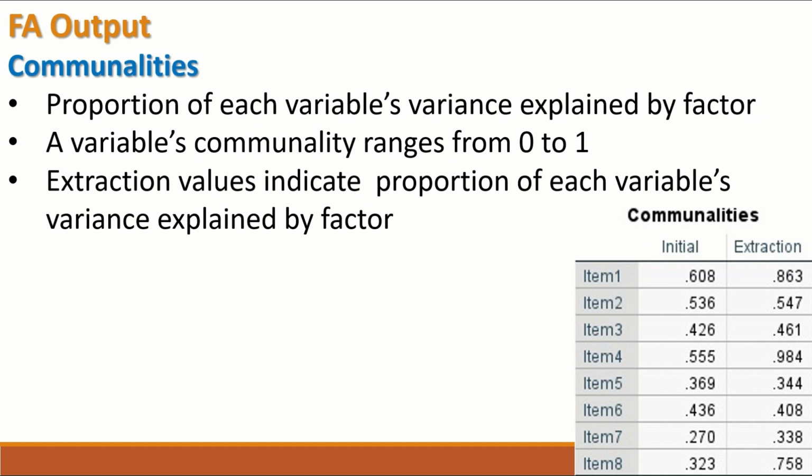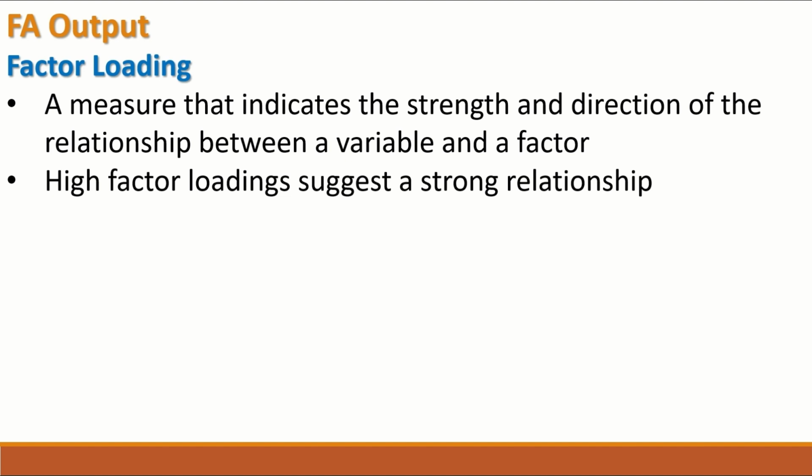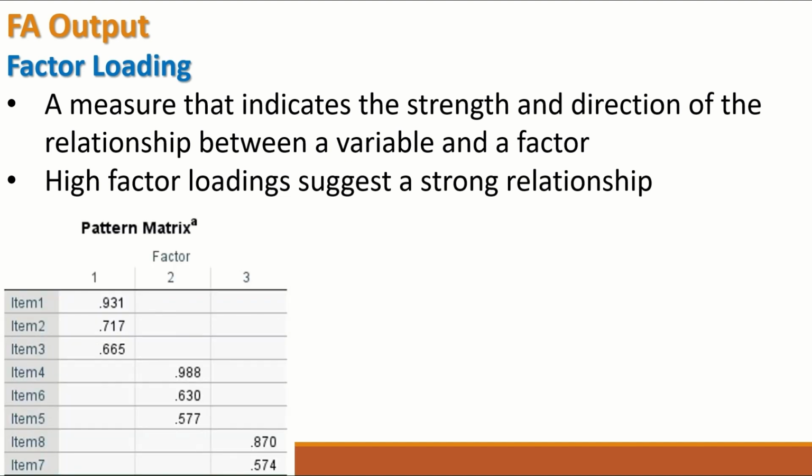explained by factors. So for item number 1 here, the communality is 0.86, the second one 0.5, the third one is 0.4. Anything less than 0.3 has to be removed from the analysis. The output for the FA analysis will also show the factor loading. A factor loading is a measurement that indicates the strength and the direction of the relationship between a variable and a factor. So a high factor loading suggests a strong relationship.